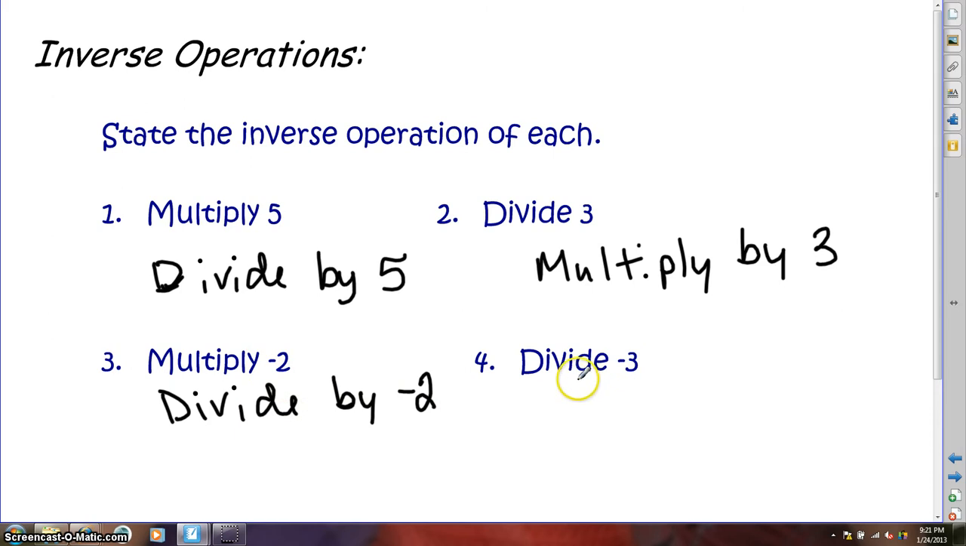And the same thing is true on this one. If we have divide by -3, the inverse of divide is multiply. So we're going to multiply, and we keep the -3. We don't change its sign. We use the inverse of just the operation, not the inverse of the number itself.